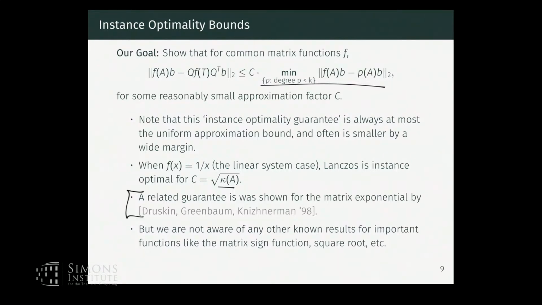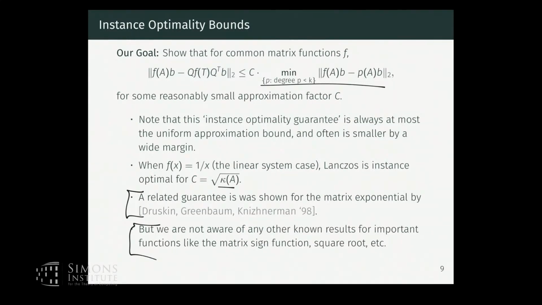There are some partial guarantees for the matrix exponential shown by Druskin, Greenbaum, and Knizhnerman. I'm not going to write them down because they're kind of messy, but they're getting at some sort of instance optimality guarantee. But prior to our work, we weren't aware of any other known results for really important functions like the matrix sign function, square root, etc.